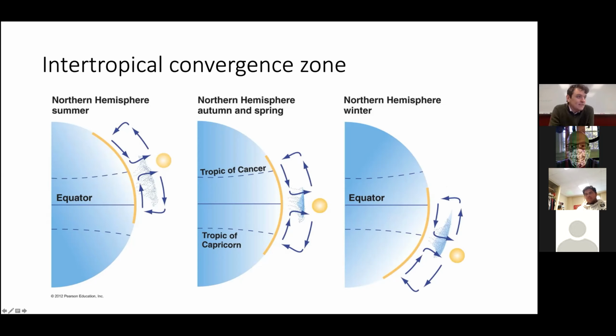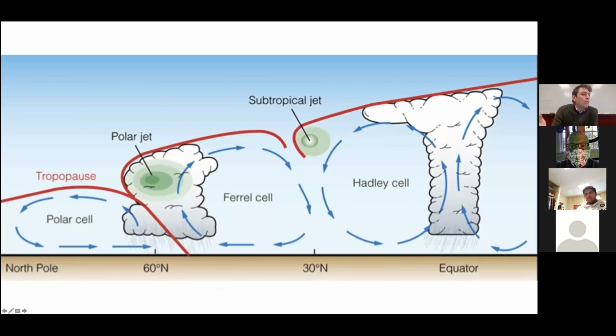So those Hadley cells, why are they so important? Well, they help set up a series of these atmospheric circulation cells that go from the equator to the North Pole and also to the South Pole. So here's that rising, warm, moist air creating rainfall in the tropics, setting up this Hadley cell with cool, dry air descending around 30 degrees north and also 30 degrees south.